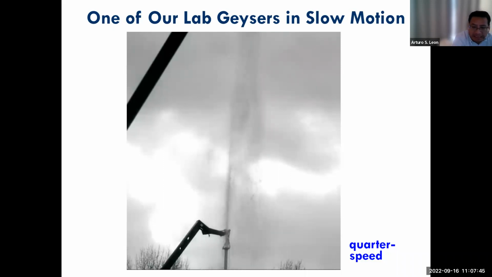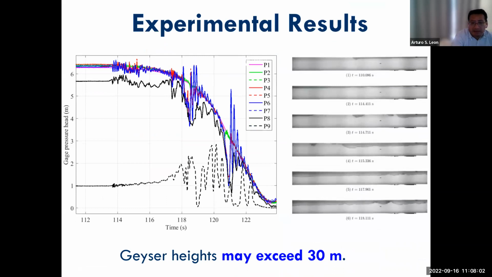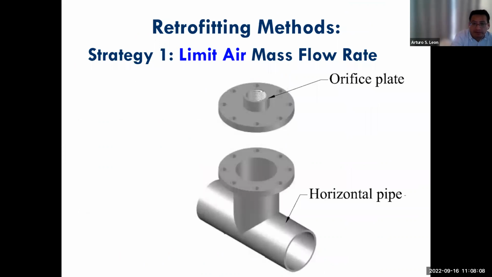So this is a series of consecutive eruptions, similar to what you observed in the field. So these are very dynamic events. We get data to understand what's going on in those geysers, and then of course we can propose some retrofitting approaches to minimize those events.